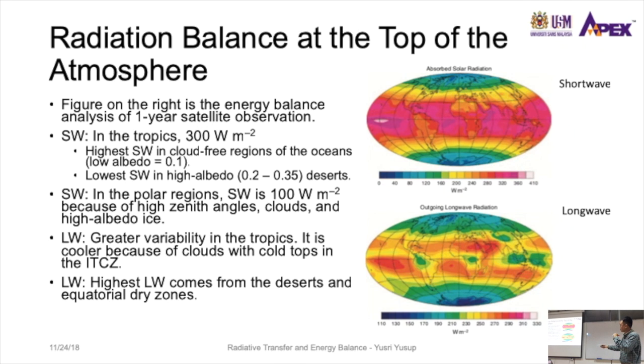But in the rest, without clouds, the longwave radiation gets removed from the surface. The highest longwave radiation comes from the deserts and equatorial dry zones. Deserts are like here in North Africa, the Sahara Desert and so on, and also other dry zones in the middle of the ocean. Even though it's ocean, the air above it is relatively dry. So there is greater variability in longwave because it comes from the surface of the Earth, which has a very large variation of surface and cloud cover and so on.